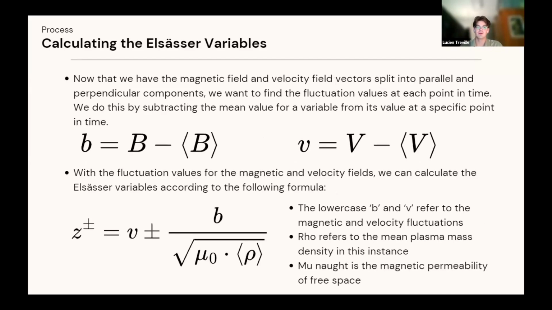Next, now that we've split all of our variables into perpendicular and parallel components, I want to see what the fluctuation is for each point in time. We denote this by lowercase b for the magnetic fluctuation and lowercase v for the velocity fluctuation. That's just the value at that point minus the average value for that interval. Now that we have all of those, we can calculate the Elsasser variables using that nifty equation at the bottom, where we have velocity fluctuation plus or minus the magnetic fluctuation over the square root of the magnetic permeability and the average plasma mass density for that interval.